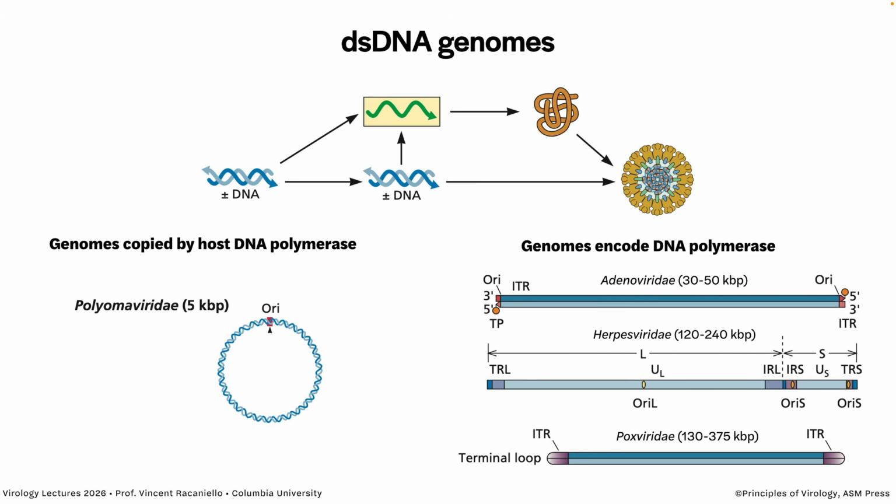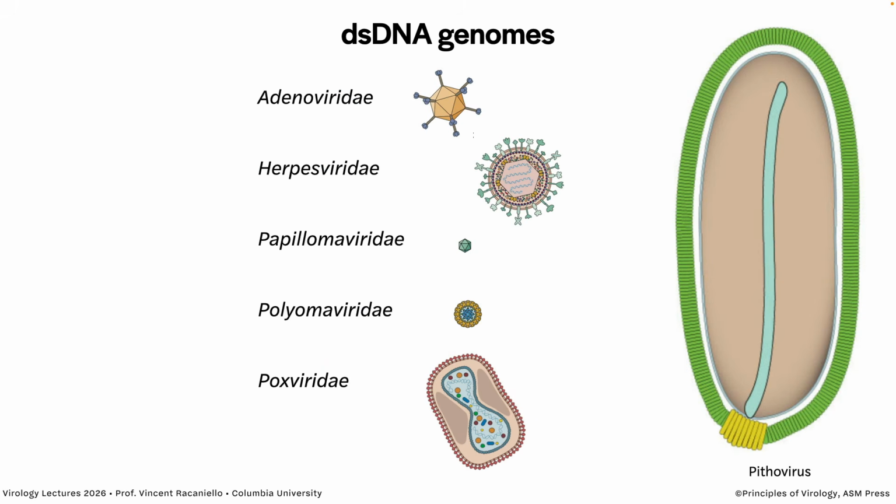Now, examples of some of these viruses are shown here that have double-stranded DNA virus genomes. We have adenoviruses here. This will be one of the viruses we talk about in some detail in this course. All of these, by the way, cause human disease except pithovirus, which is a giant virus. The pithovirus shown here, you can see, is much bigger than any of the others.